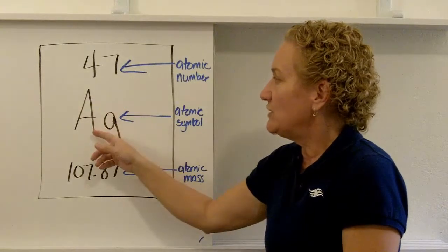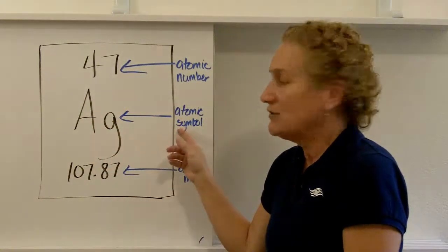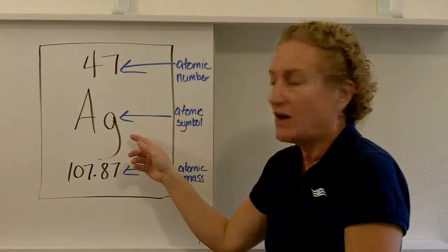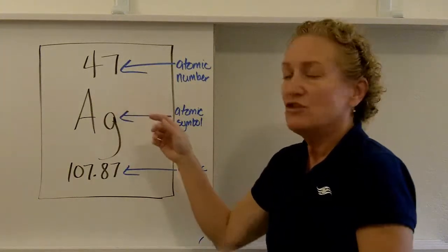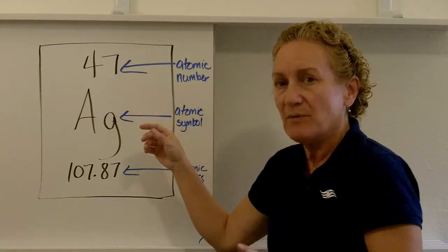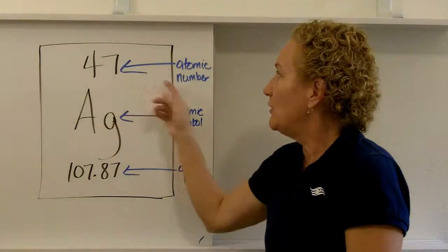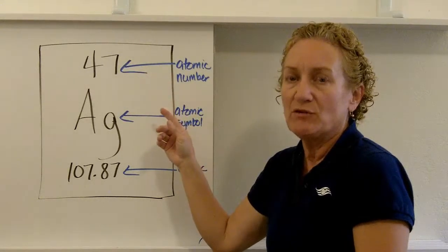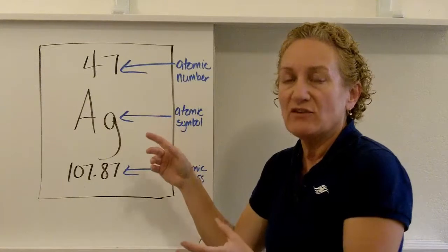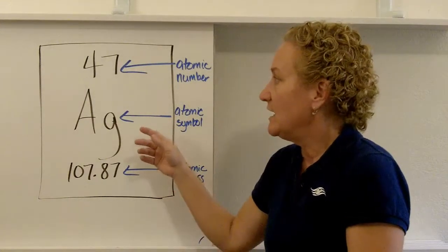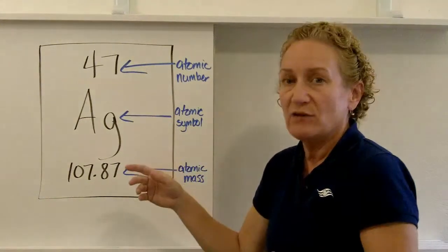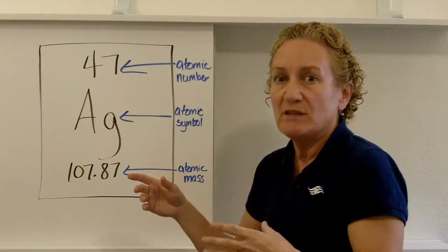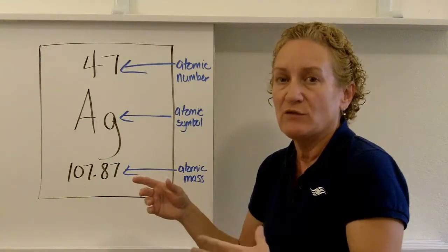The middle, the abbreviation, is either one or two letters, and that's your atomic symbol. It tells you what element you're talking about. The number is usually a whole number, and usually it's on the top, but not always. Look for the whole number. The whole number is your atomic number. It tells you how many protons. If you counted the protons, it would actually identify what this is. Ag is silver. Silver always has 47 protons. If you find something and you don't know what it is, and you count the protons and there's 47, you know it's silver.